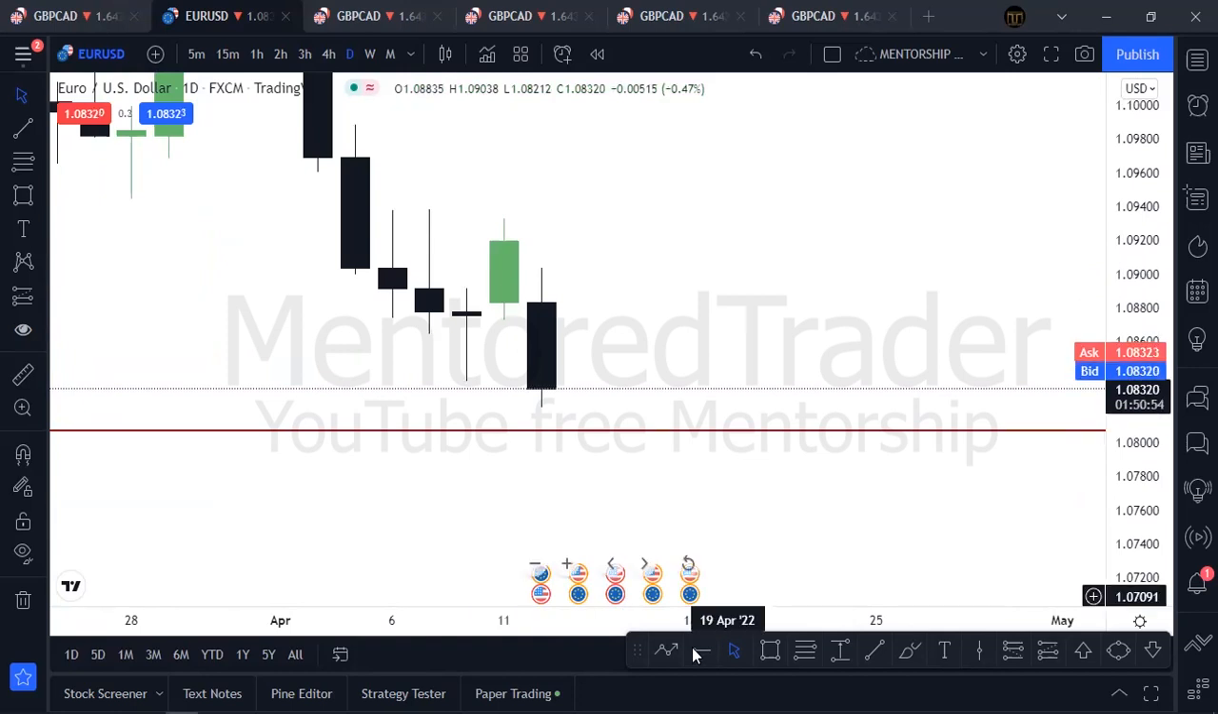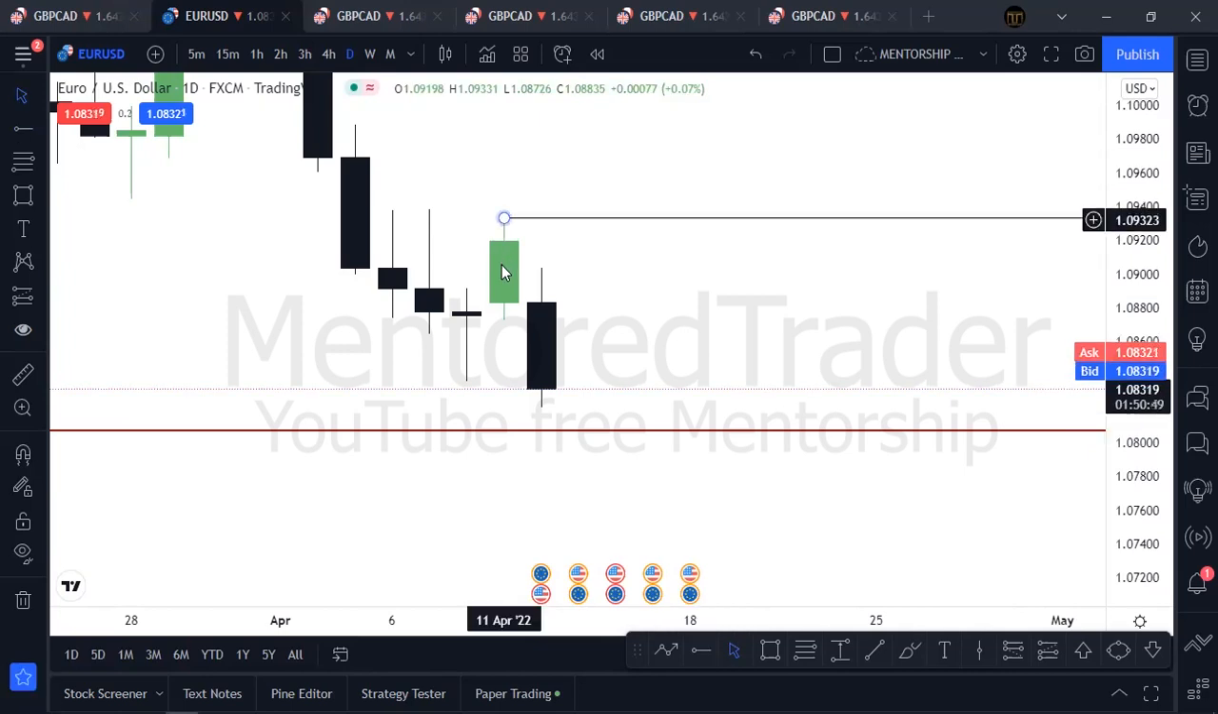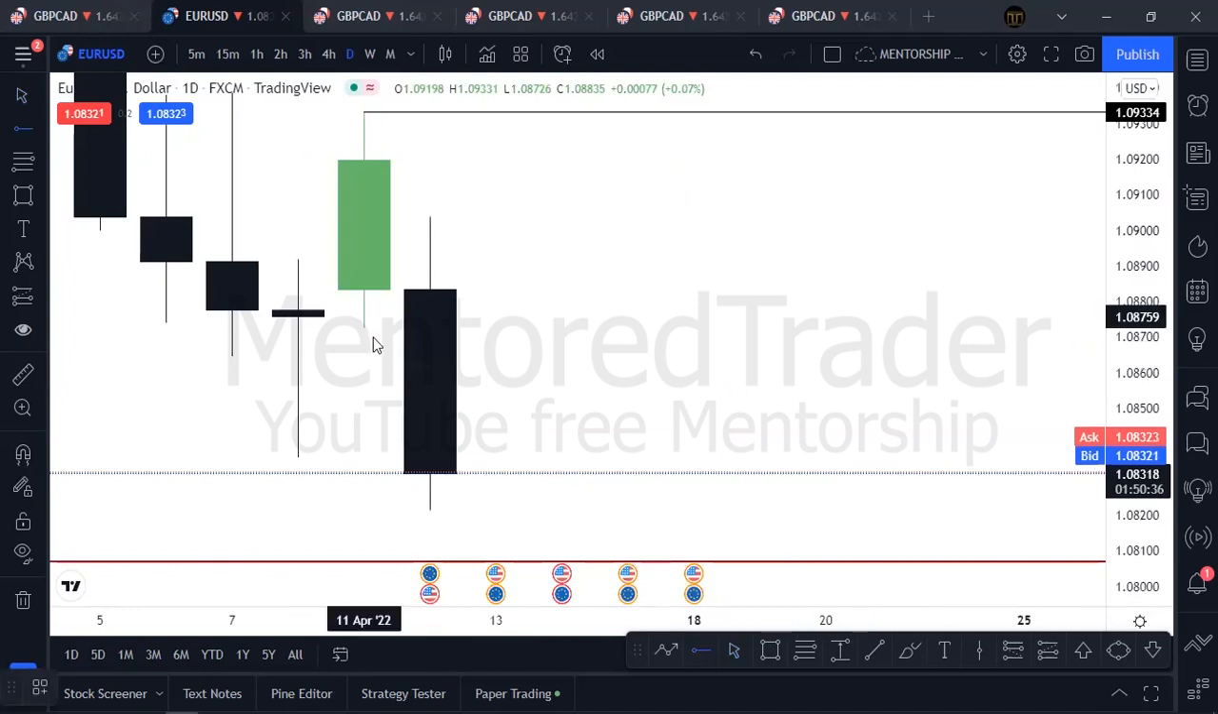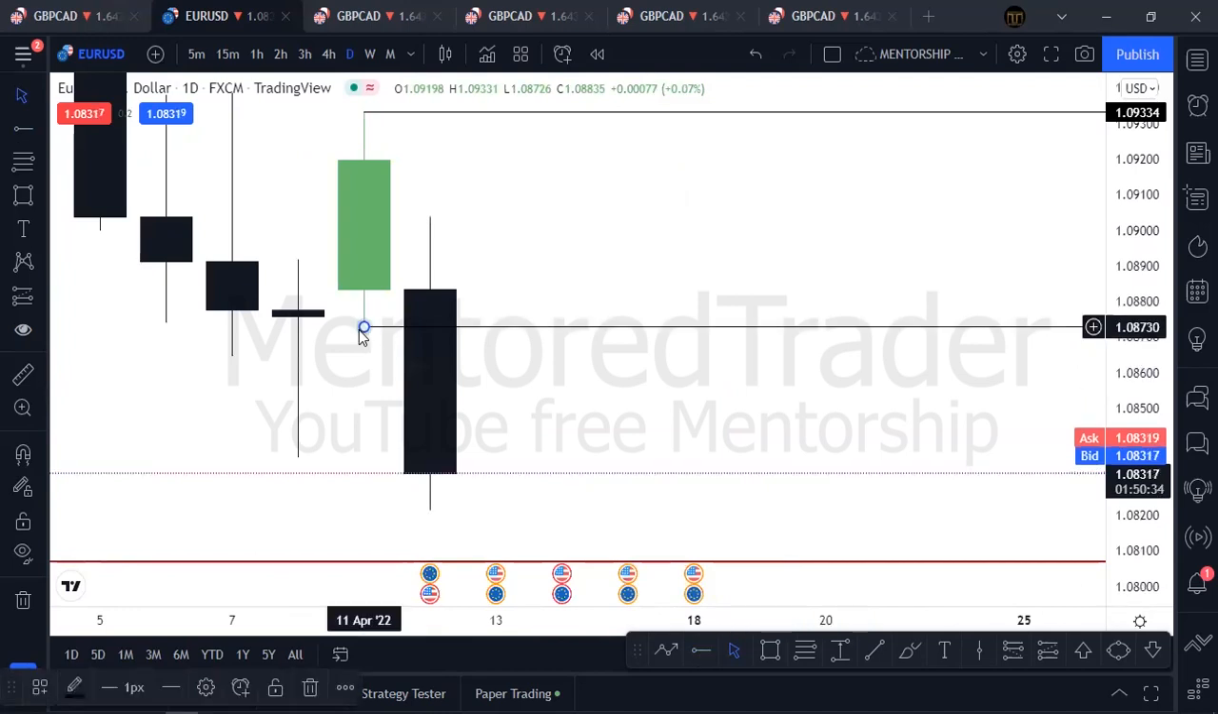You mark its high. That candle's week, okay? I'm marking both, the highest week and the lowest week. You can zoom in. Yesterday's high and low. Okay? There.